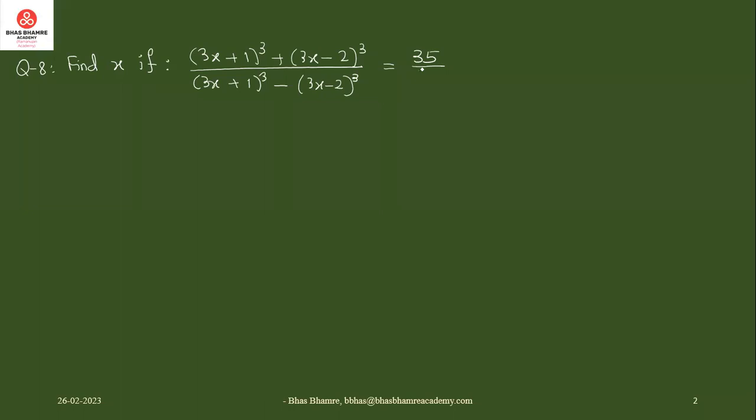Question 8. Find x if (3x plus 1) the whole cube plus (3x minus 2) the whole cube, totally upon (3x plus 1) whole cube minus (3x minus 2) the whole cube, is equal to 35 upon 19.